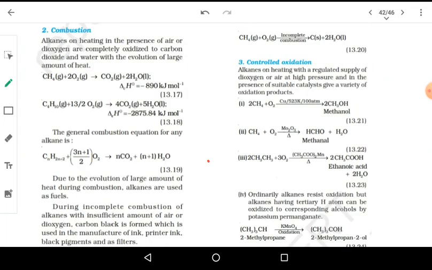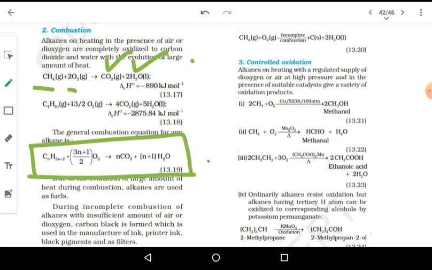Now let us take the second reaction, that is combustion. Combustion is basically reaction with oxygen. So when we react methane or any other hydrocarbon with oxygen, we get carbon dioxide and water. And how to balance this equation? If we learn this equation, it is well and good.